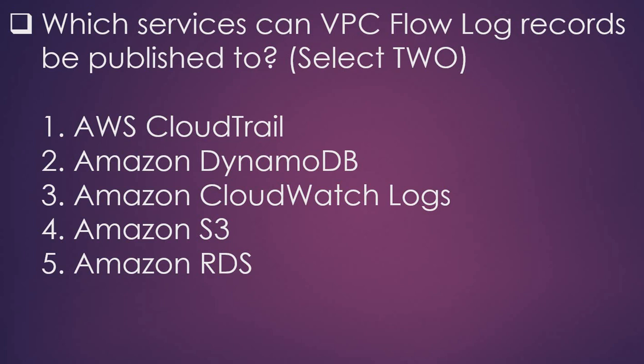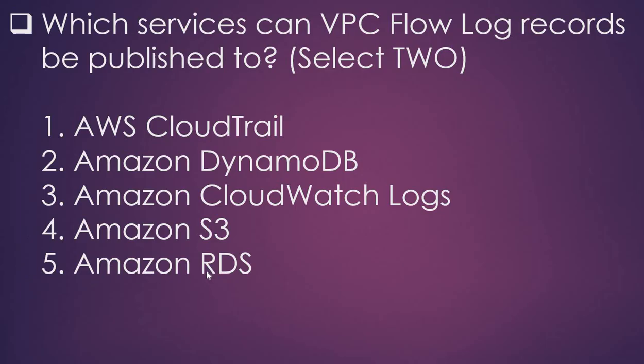CloudWatch is basically the monitoring tool where you can publish all the logs, you can create alarms, you can create dashboards, and you can show all metrics. So that could be the possible answer. Next is Amazon S3. Amazon S3 is the object store where you can store objects as well as logs. So that could also be a possible answer.